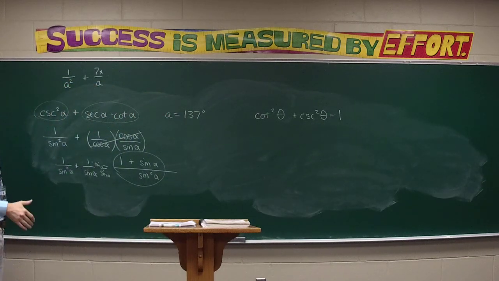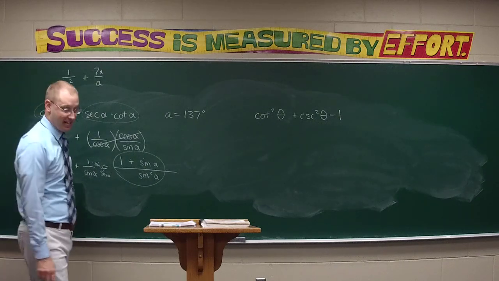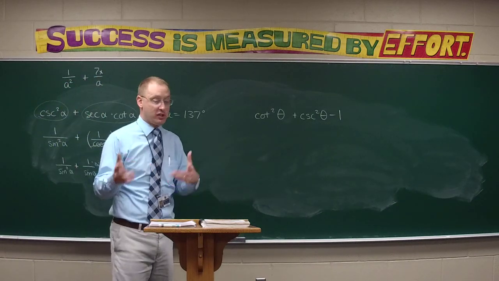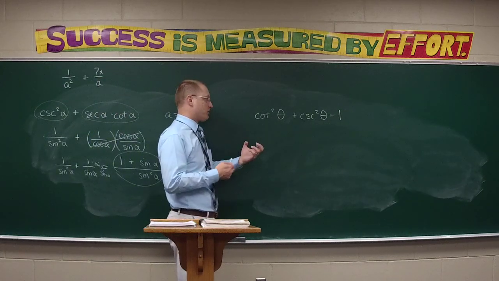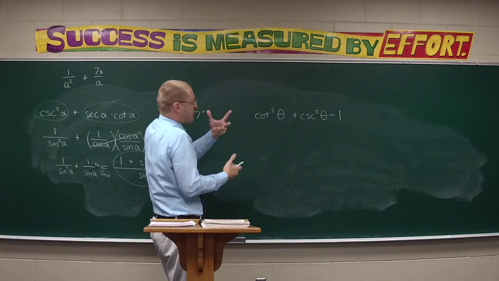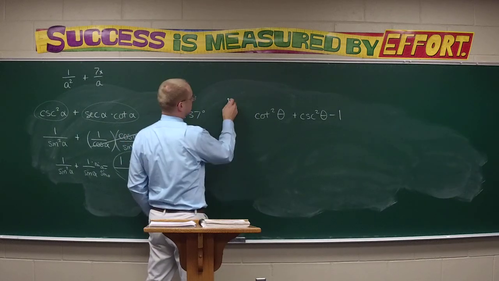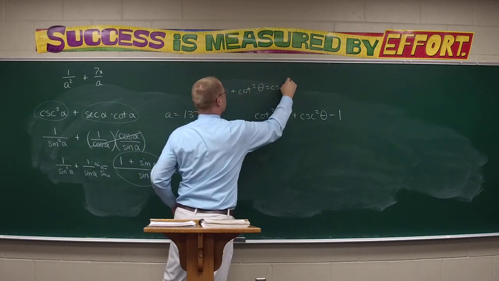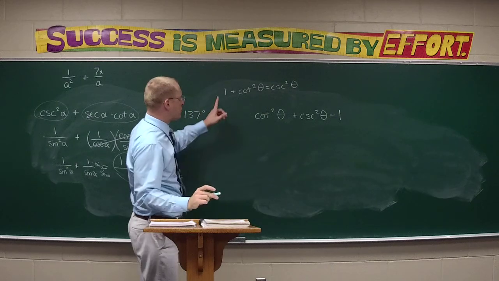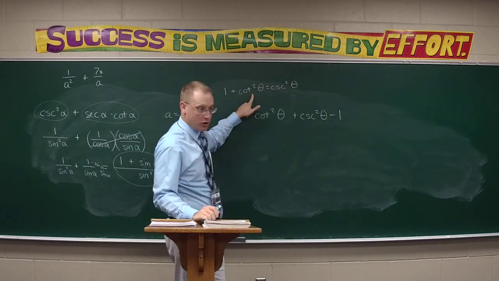I'll say this, anytime I see multiple squared trig ratios, especially if I also see a 1 in there, my brain goes to what? Pythagorean identities. Because Pythagorean identities have squares and 1s in them, right? So, is there a Pythagorean identity that involves a cotangent squared or a cosecant squared or a 1? Yes. Which one? 1 plus cotangent squared equals cosecant squared. All right, now here though, the key is that the 1 would have to be added to the cotangent squared, right?